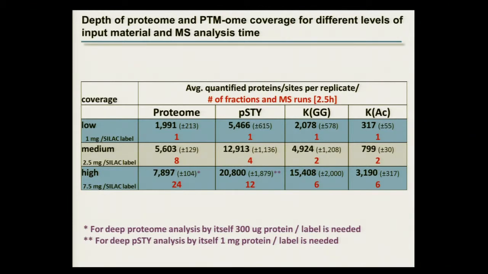And for phosphorylation analysis, we usually need something like 1 milligram of total protein. As you can see here, to reach 8,000 proteins per replicate, we needed 24 injections at 2.5 hours, which is 60 hours of measurement time. For the phosphoproteome, we took 30 hours of measurement time. And for ubiquitination and acetylation, we spent, for each of those, 15 hours of measurement time.